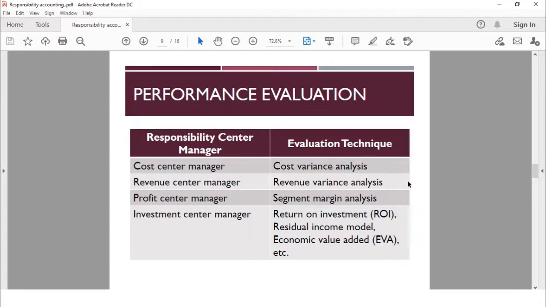Now, as to the profit center, kani siya is slightly different na siya. Because again, sa imuhang profit center naa kay revenue nga side ug naa pod kay cost na side. So, mao na siya gamitan natong segment margin analysis, which we will discuss in detail later on. Now, for the investment centers, daghan tayo. We have the ROI, we have the residual income model, the economic value added, and other models, which we will also discuss in detail in the next slides.